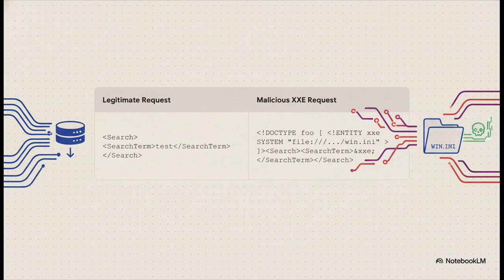But look at the one on the right. See that doctype section that's been added at the top? That's the attacker's payload. It defines a new entity called XXE and tells the parser to get its value from the win.ini file. Then, down in the search term, they just call that entity using the ampersand and semicolon. So when the application processes this search and maybe echoes the search term back in the response, it doesn't just show "XXE." Nope, it shows the entire contents of that system file.